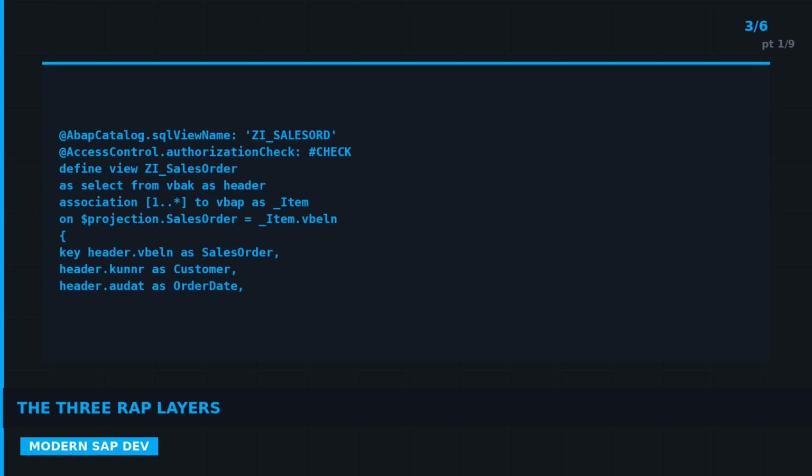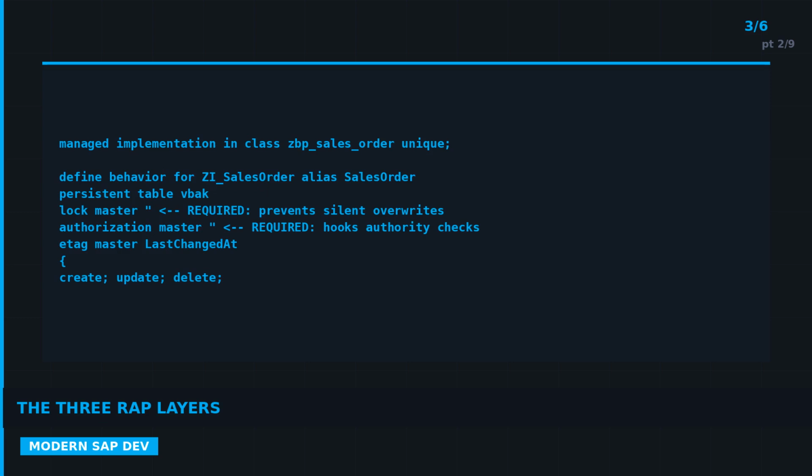Here I'm reading from VBAK and VBAP, sales order header and items. Notice I'm aliasing the fields with meaningful names. The CDS layer is where naming discipline lives. If you name it badly here, every downstream consumer inherits the mess.